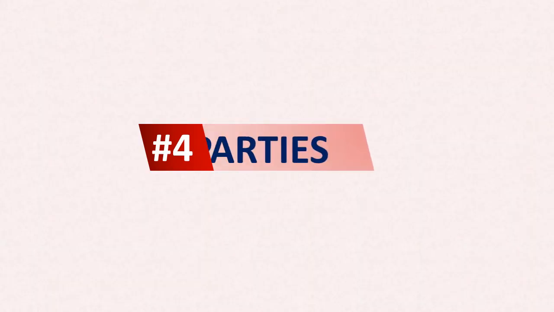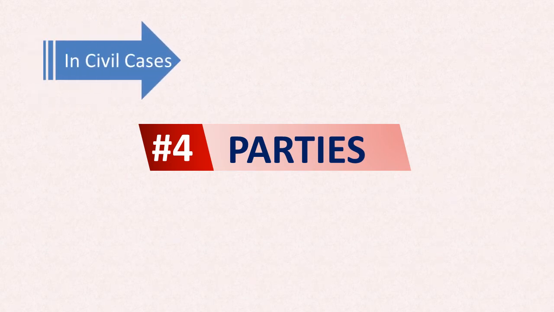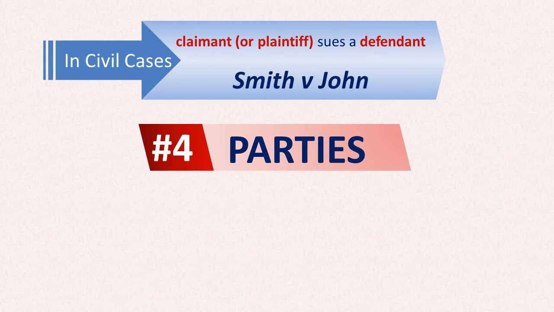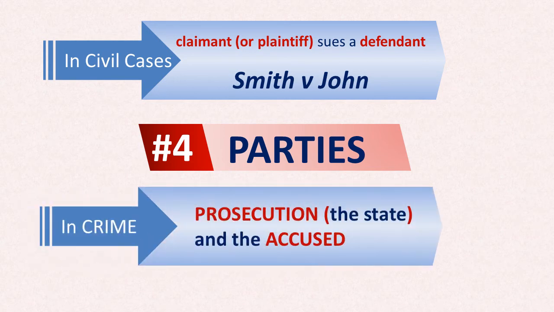The fourth difference is the parties involved. Terminology in civil cases is different from that of criminal cases. A claimant or plaintiff sues a defendant. A civil case would therefore be referred to as, for example, Smith versus John, that is, claimant v. defendant. While in crime, the parties are prosecution, which represents the state, and the accused.